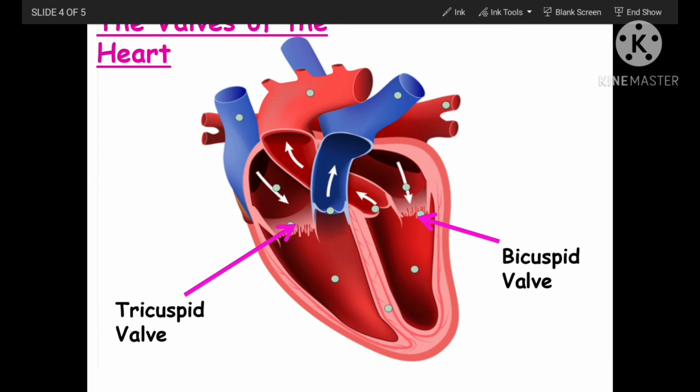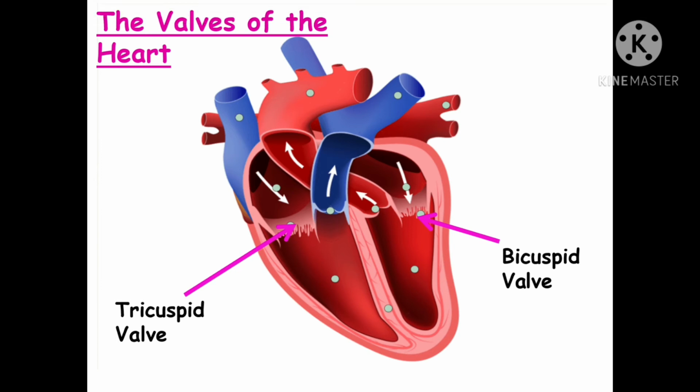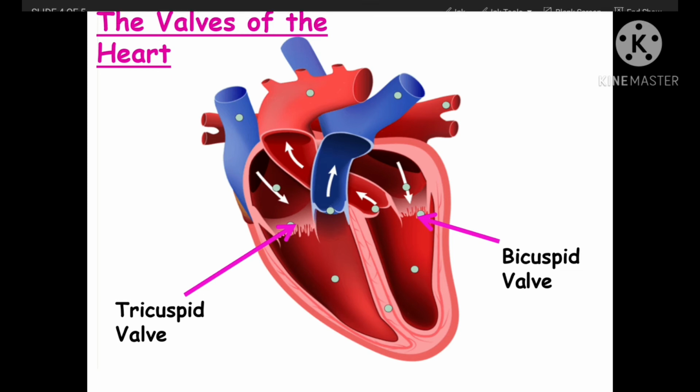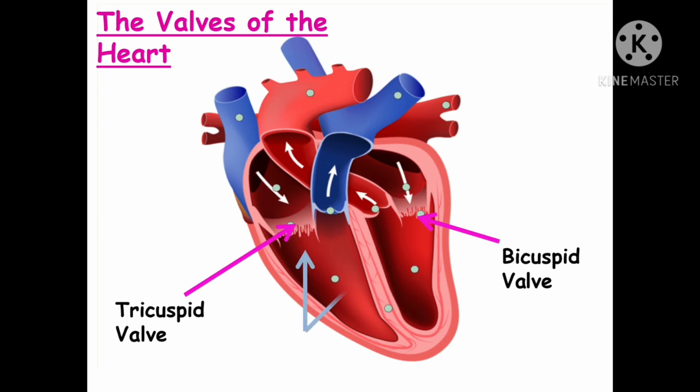Now, these valves are really clever. They allow blood to flow from the atrium into the ventricle. They then shut again, and they stop the blood flowing backwards. Now, what they're connected with is this thing called chordae tendineae. Now, the chordae tendineae open those valves to allow blood to flow through, and then allow the valves to shut and seal to keep the blood in the ventricle ready to be pumped out of the heart.